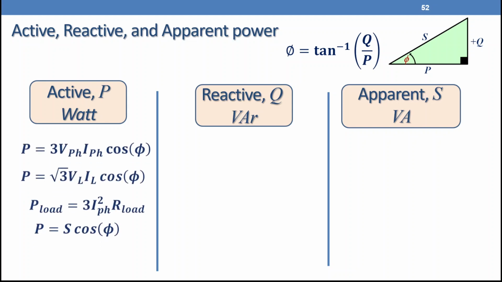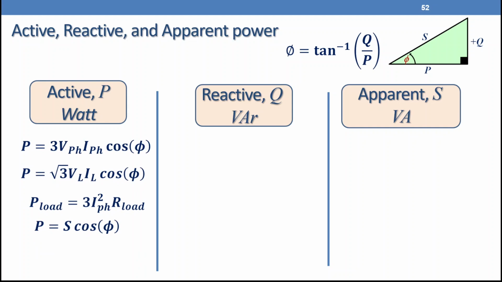In the case of the active power P, we can write it as 3 V phase I phase cosine phi, or root 3 V line I line cosine phi. Phi is the angle between V phase and I phase. Also, we can calculate it as 3 I phase squared times R load. But from the power triangle, P equals S cosine phi.